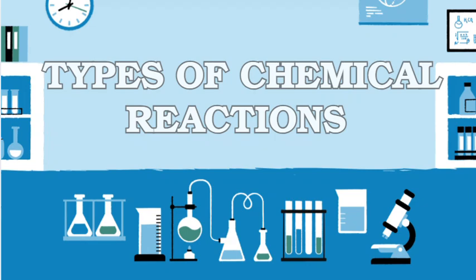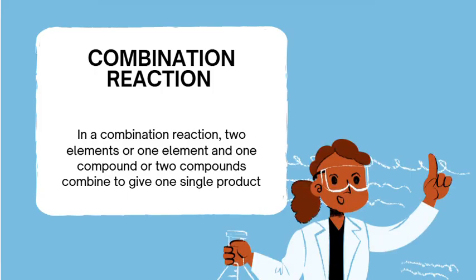Today, we are going to discuss the different types of chemical reactions. The first one we'll be looking at is the combination reaction. Let us first understand the definition. In a combination reaction, there are two elements, or one element and one compound, or two compounds. They combine to give one single product.